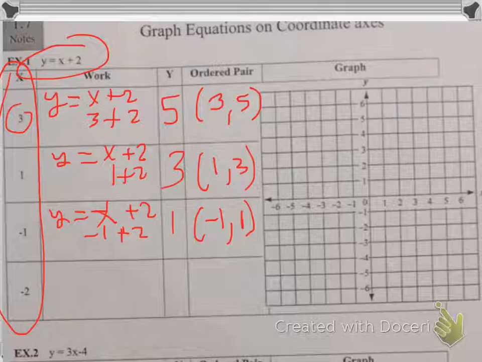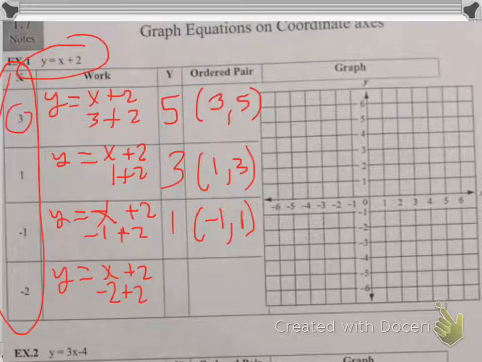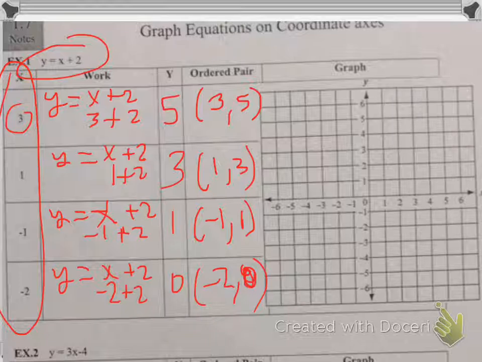The last one we're substituting in is negative 2. So I'm going to put in negative 2 in place of the x in y equals x plus 2. Negative 2 plus 2 is 0. So when I put in negative 2, my output is 0. That's kind of messy looking. And so these are my ordered pairs I'm going to graph.